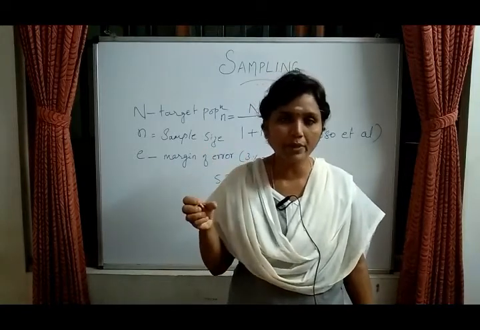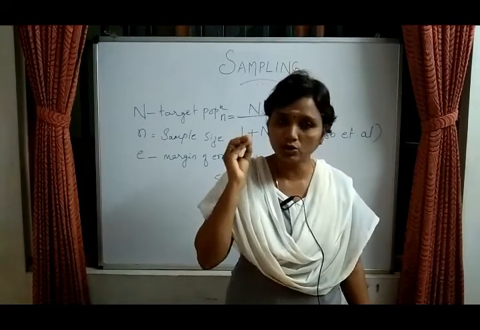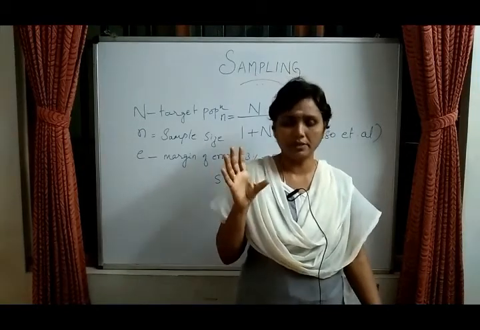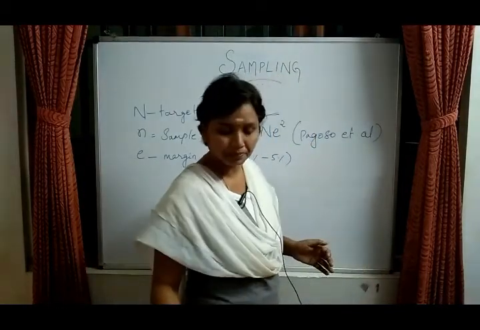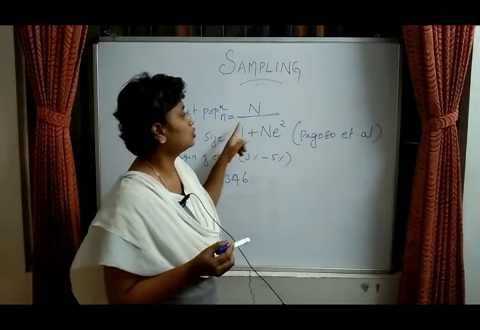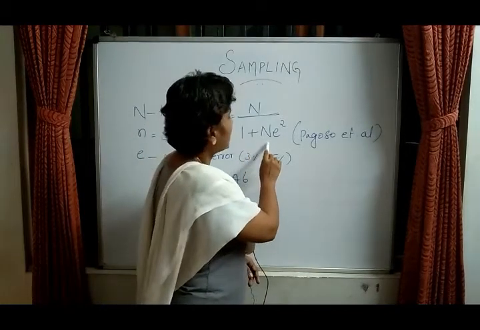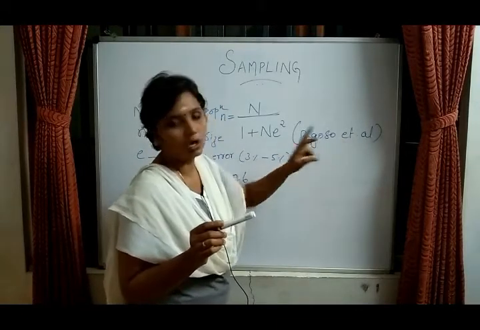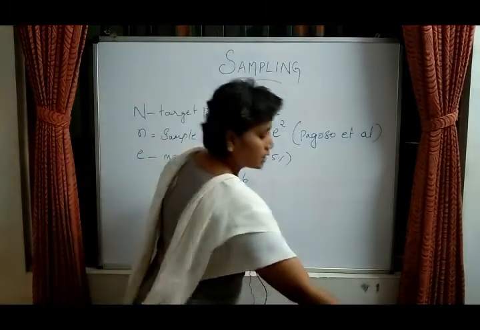We have to select the samples from the population, minimum 30% as samples. Here there is one formula to determine the sample size: n equals capital N divided by 1 plus capital N E squared. This formula is given by Yamane et al.